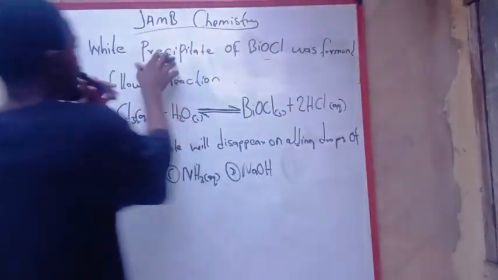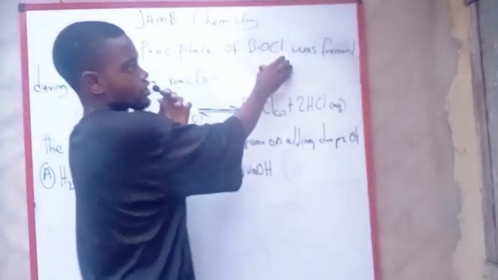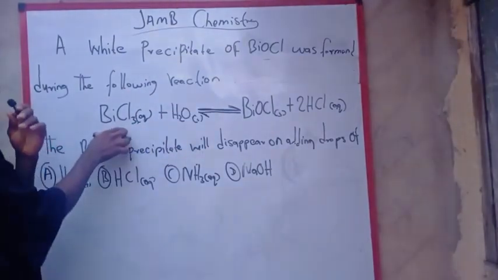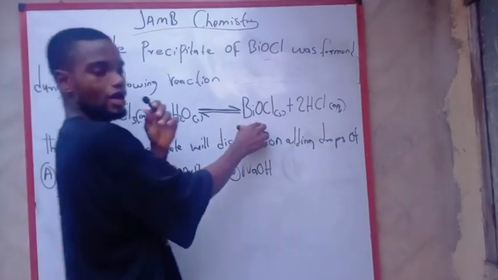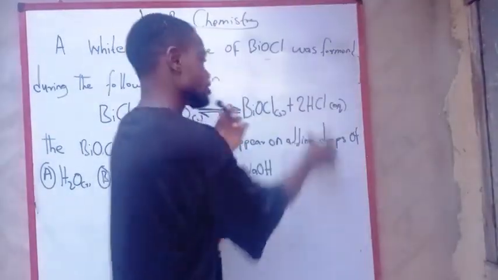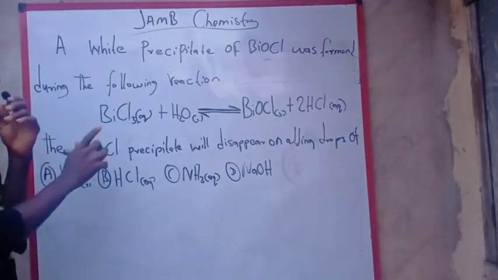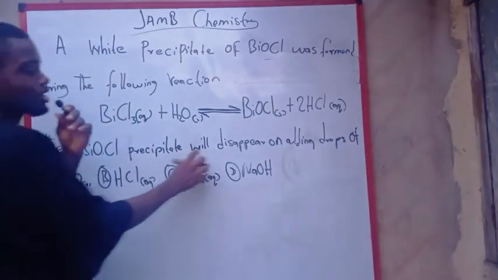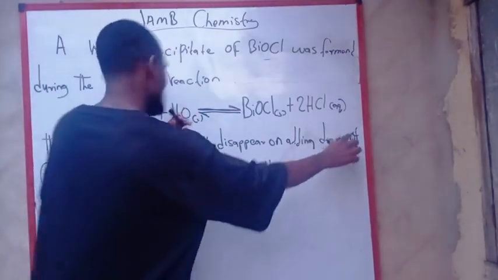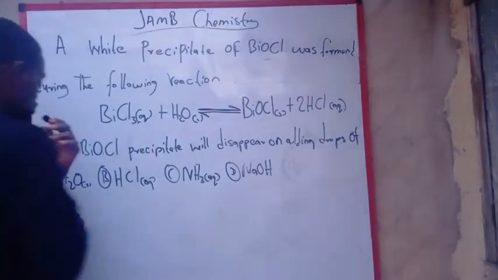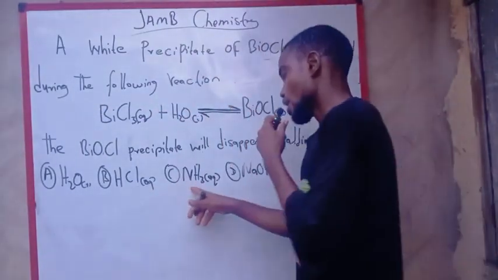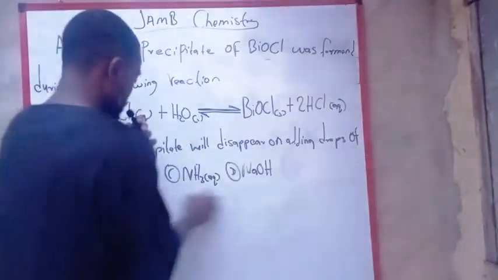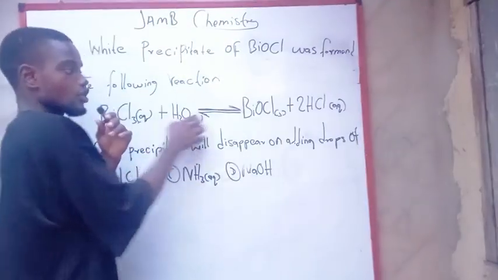As you can see, it says a white precipitate of BiOCl was formed during the following reaction. You have BiCl3 plus H2O, which gives BiOCl plus 2HCl. And then the question is, the BiOCl precipitate will disappear on adding drops of: A, H2O; HCl; NH3; NaOH. So which of these am I going to add to this equation for this to be able to disappear?